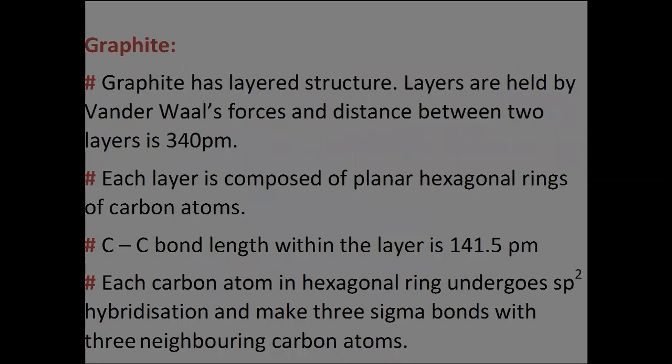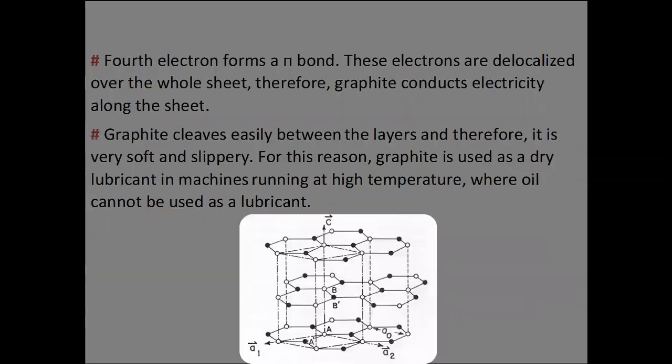Graphite has a layered structure. Layers are held by van der Waals forces, and the distance between the two layers is 340 picometer. Each layer is composed of planar hexagonal rings of carbon atoms. The C-C bond length within the layer is 141.5 picometer. Each carbon atom in the hexagonal rings undergoes sp2 hybridization and makes 3 sigma bonds with the 3 neighboring carbon atoms.